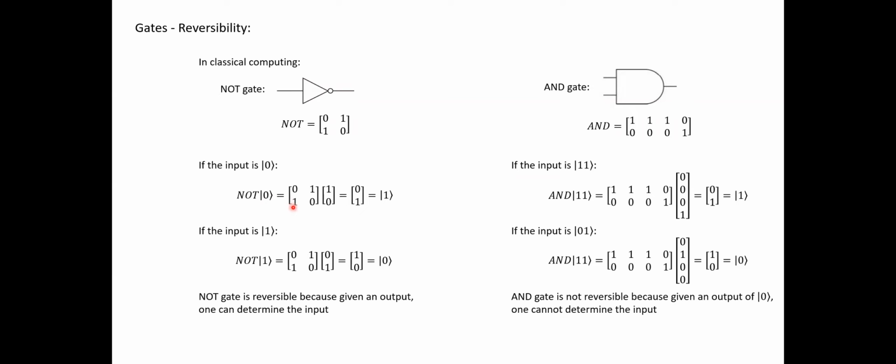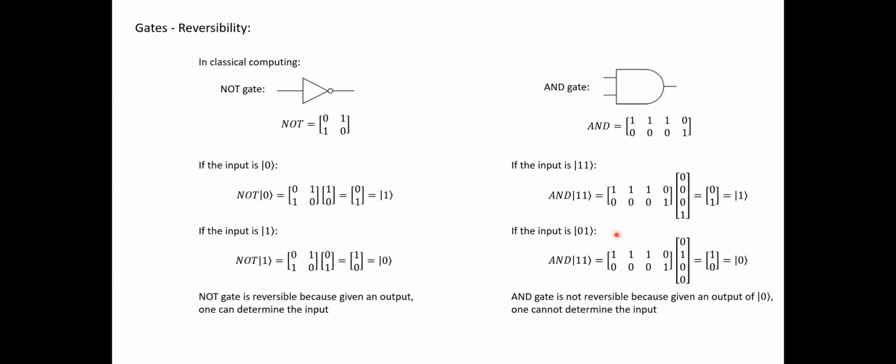It's well understood, and if the input is 1, the output is 0. So if I know the output, either 1 or 0, I can still reconstruct and go back to get the input. So the NOT gate is reversible because given an output, one can determine the input. But an example of a non-reversible gate is the AND gate.